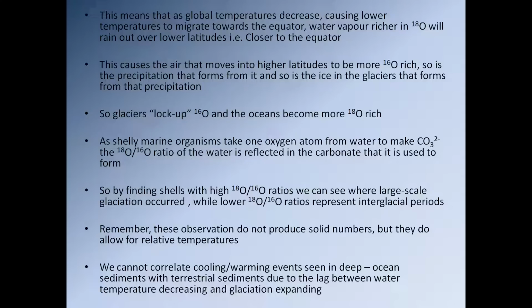And so, as soon as the glacial ice begins to extend itself on land, we don't see an instant decrease in the amount of oxygen-16 in the oceans. The decrease actually takes a little while to occur, so there's a very poor correlation between glacial events on land and the signals that we see due to those glacial events in deep marine sediments.